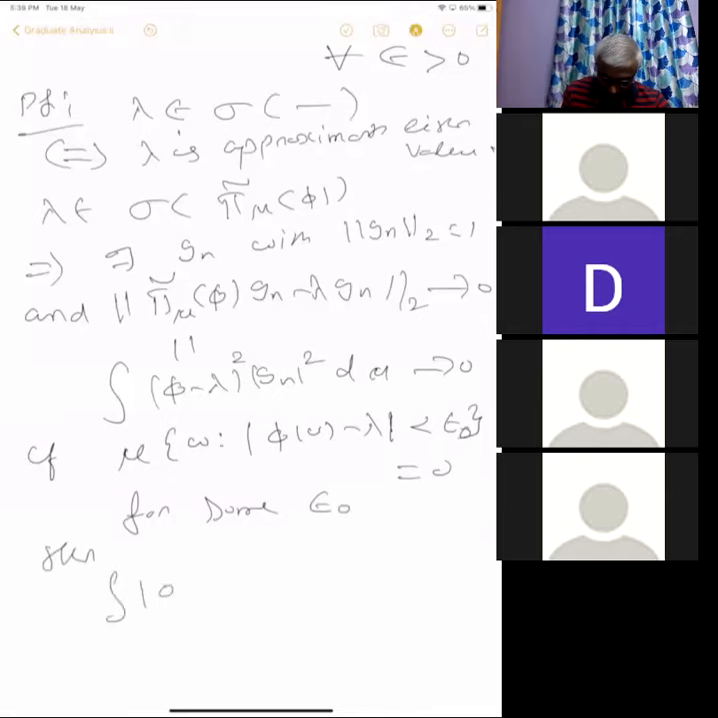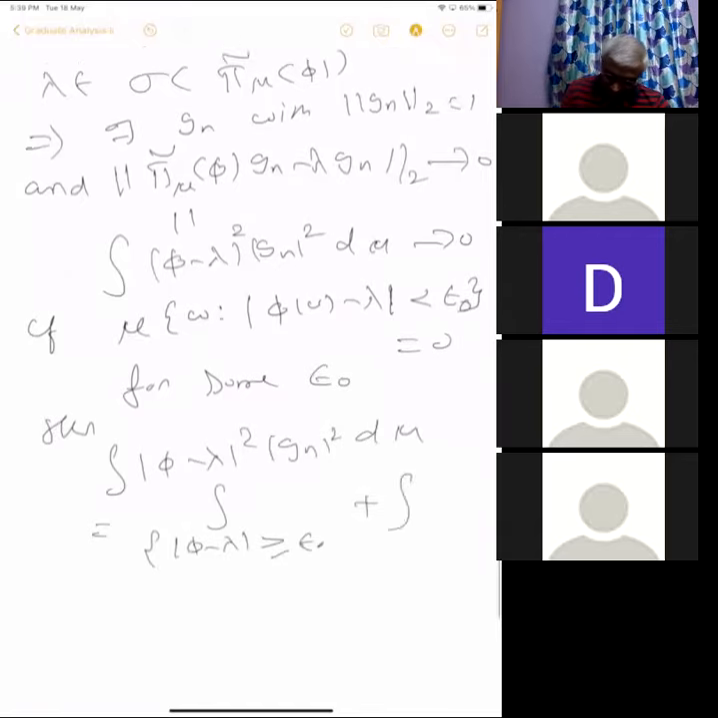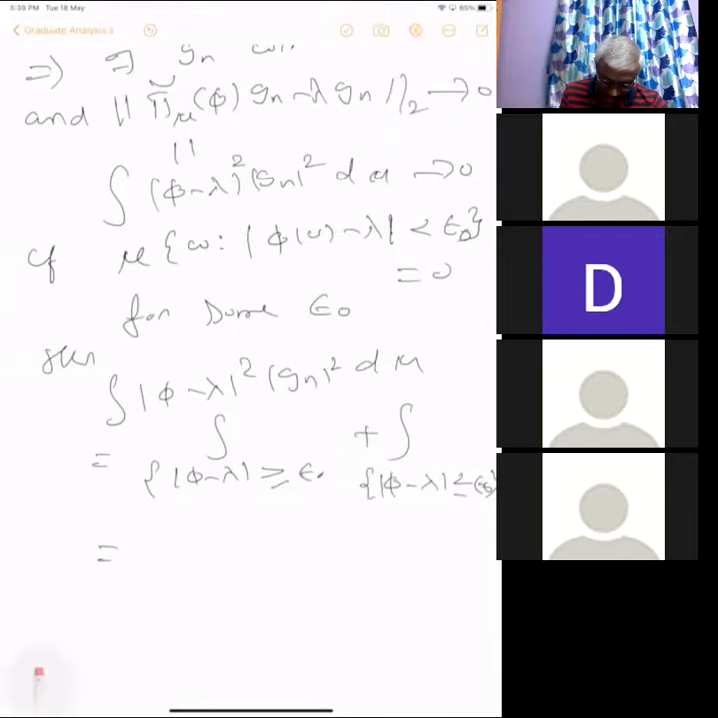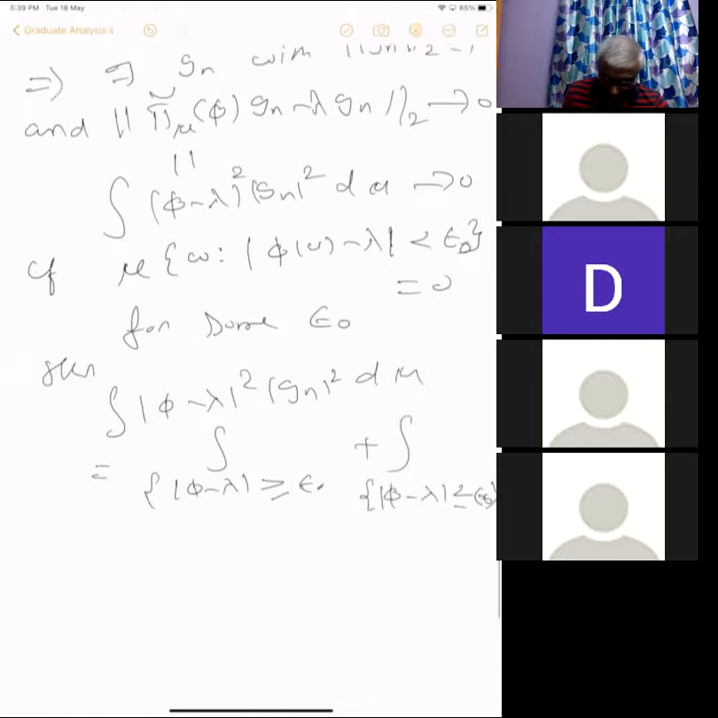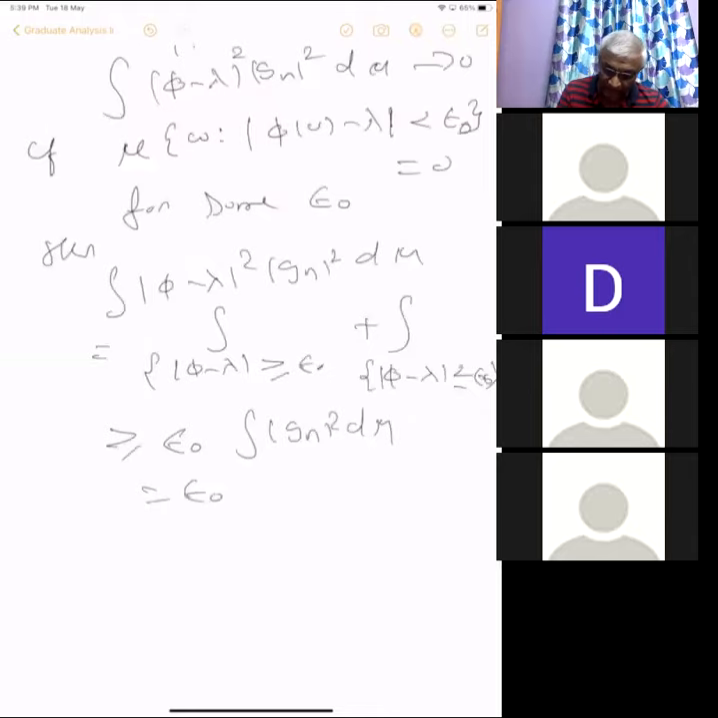Then the integral of phi minus lambda squared Gn squared d mu is equal to the integral over phi minus lambda greater than or equal to epsilon naught, plus the integral over phi minus lambda less than or equal to epsilon naught. But this measure is 0, so that integral vanishes. So this is just greater than or equal to epsilon naught squared times the integral of mod Gn squared d mu. But this is equal to 1, so this is at least epsilon naught squared. So this does not go to 0. So this is a contradiction.